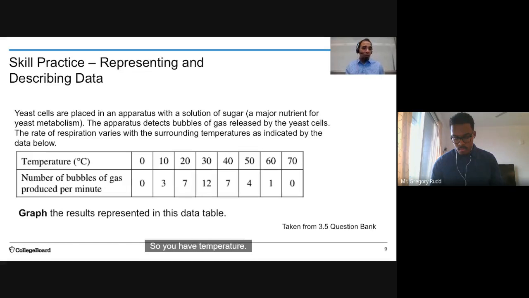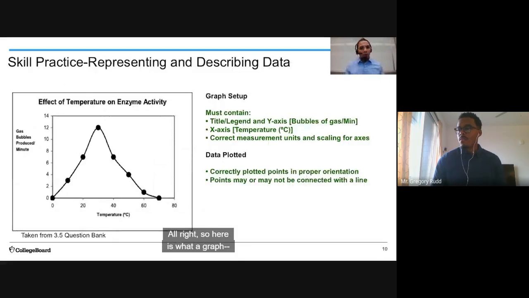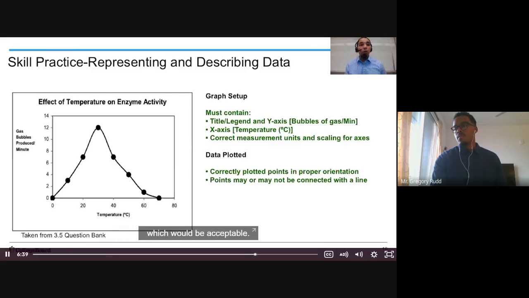So you have temperature, you have number of bubbles of gas. I'm not going to go through and read those for you. Pause the video. Graph the results represented in this data table. So this is where I would pause, do your graph, because in the next slide, I'm going to give you the answer. So go pause the video, draw out your graph. If you're doing this in class, hold them up, show your friends. Maybe you need to put something on the refrigerator for mom and dad or whoever you live with. All right. So here is what a graph which would be acceptable would look like.